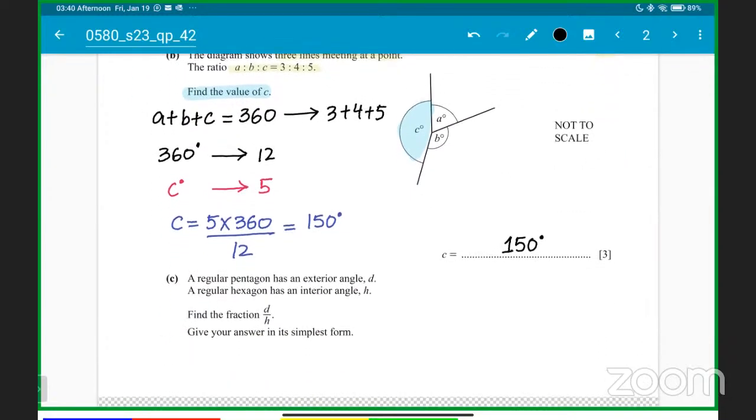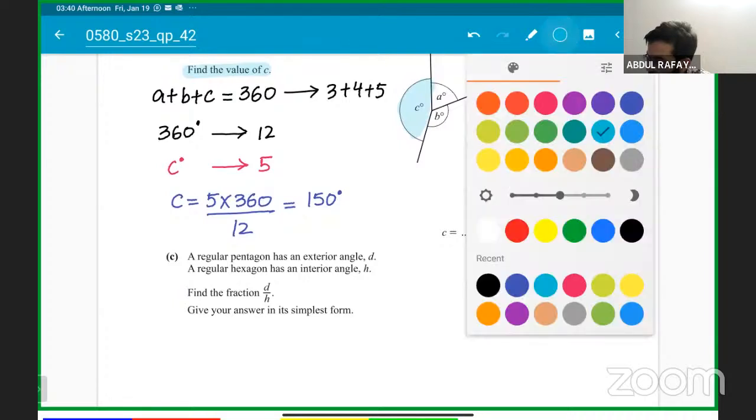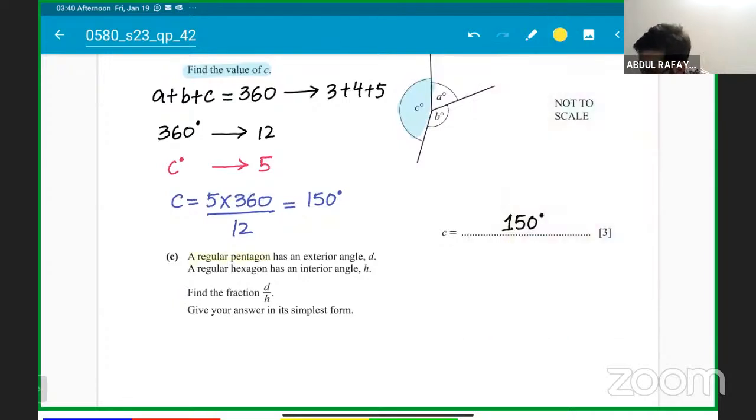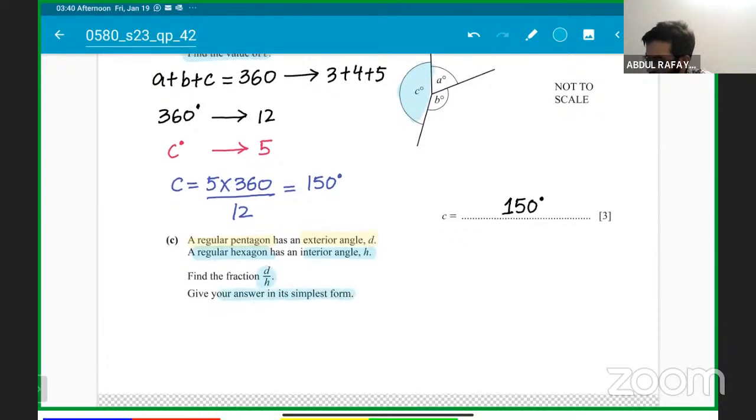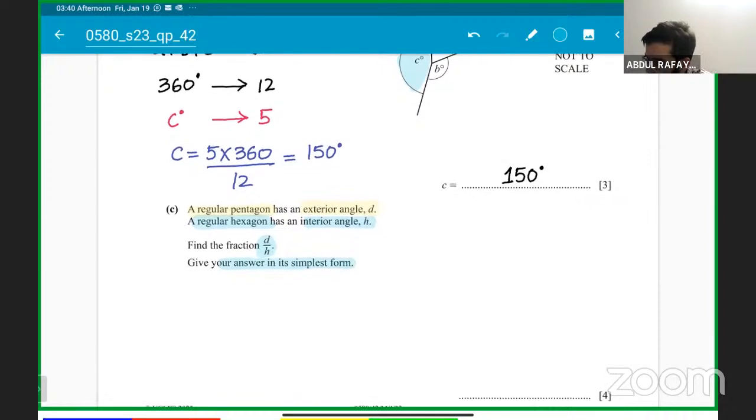Then we have a regular pentagon. A regular pentagon has an exterior angle D, and a regular hexagon has an interior angle H. You have to find the fraction D over H. Give your answer in its simplest form, for 4 marks.